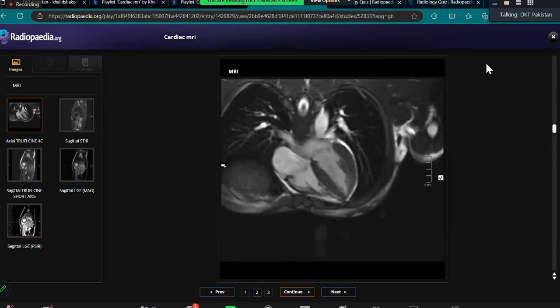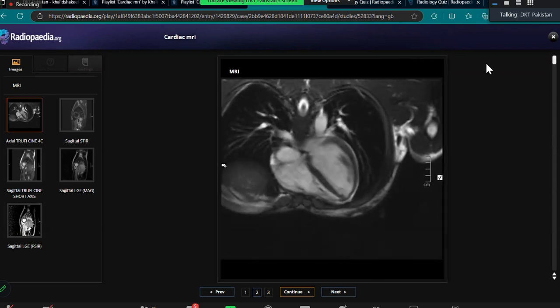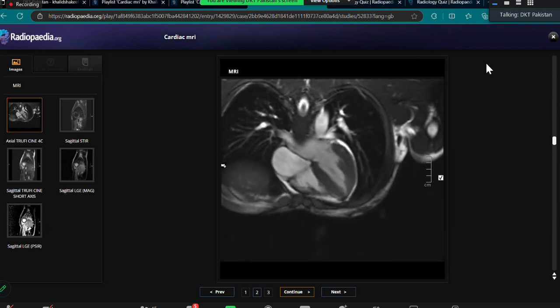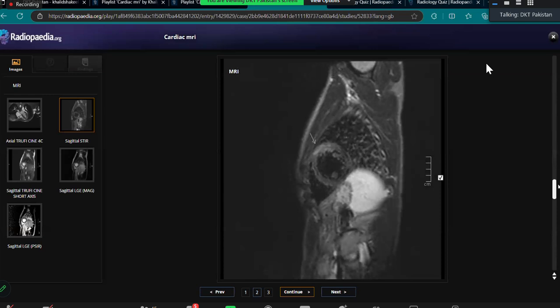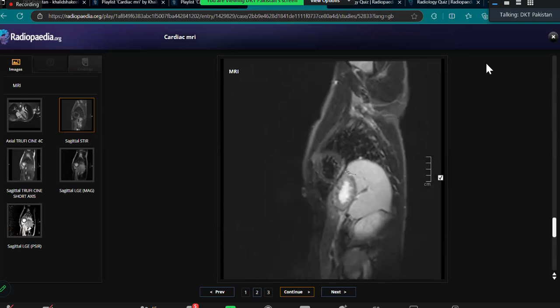If you look at this sequence, you can see some trace fluid along the pericardium. If you look at it, it is very trace, but still it is more than the normal pericardial fluid. And on the study images, you can see edema in the anterior wall as well as the inferior wall. It is extending into the pericardium as well.